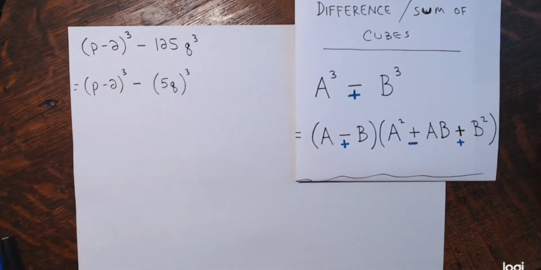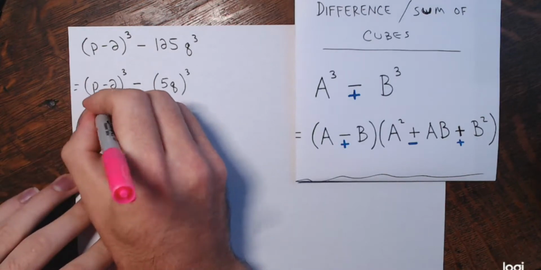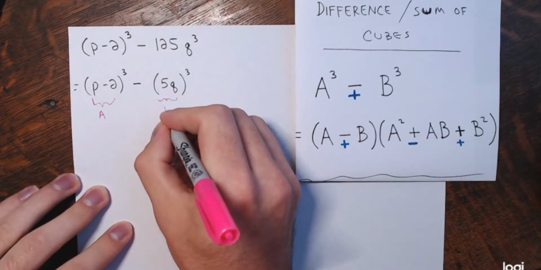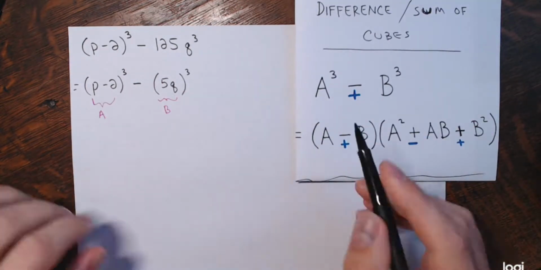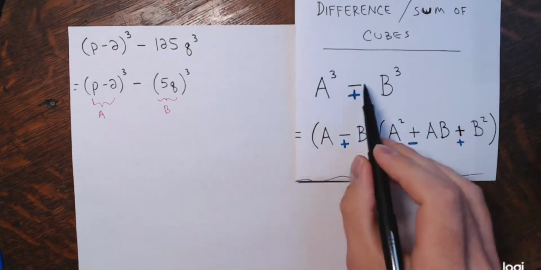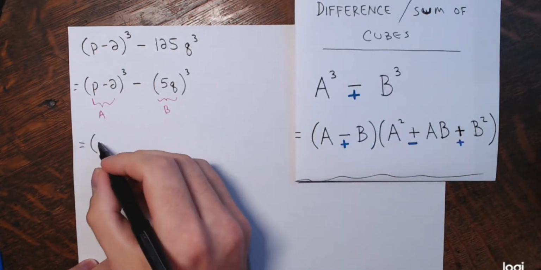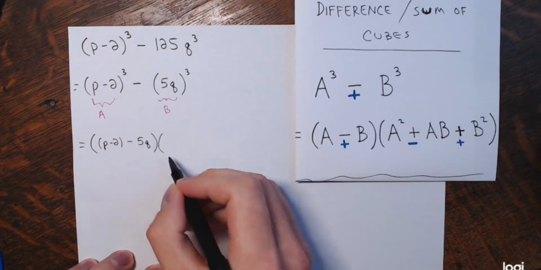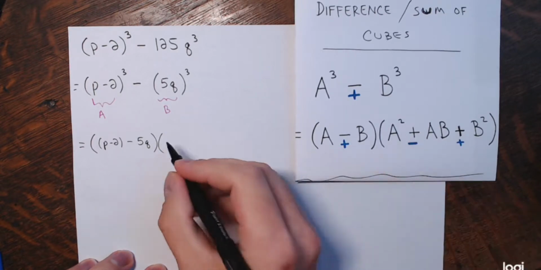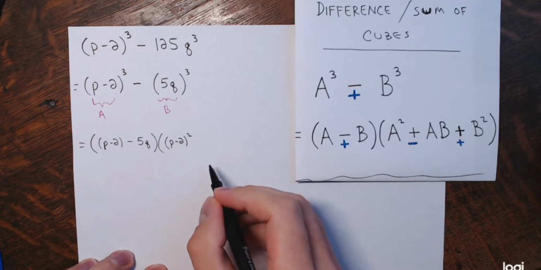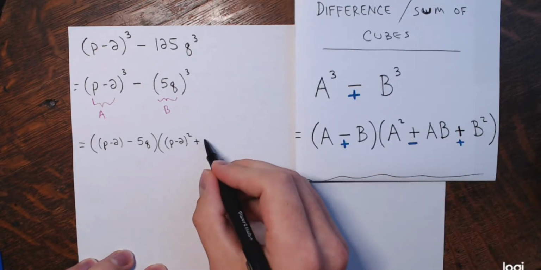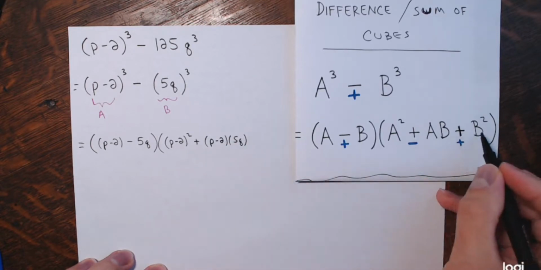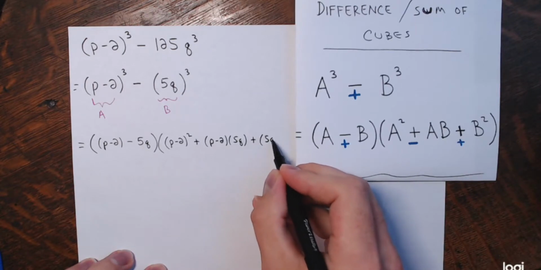All right, so like I said, this p minus 2 acts like the a in my difference of cubes formula. The 5q acts like the b. And we're doing the top signs, right? A cubed minus b cubed factors to a minus b, right? So p minus 2 minus 5q times, and then the other factor will be a squared, so the quantity p minus 2 squared, plus ab, so plus p minus 2 times 5q, and then plus b squared, plus 5q to the second.